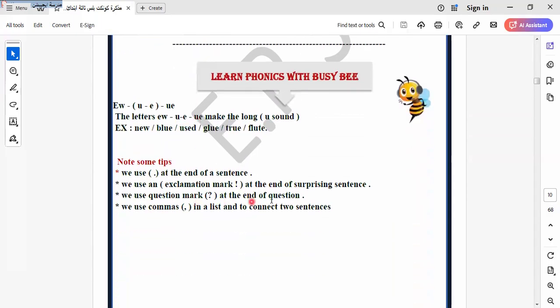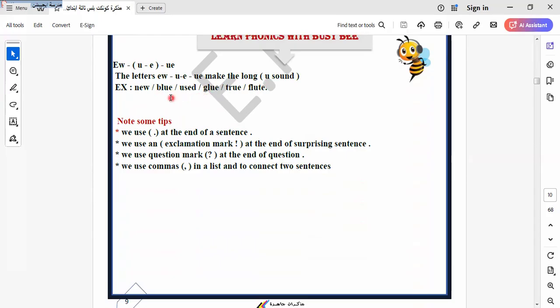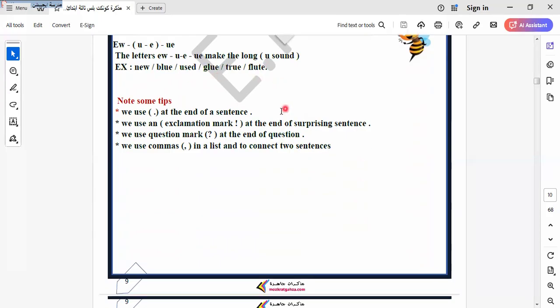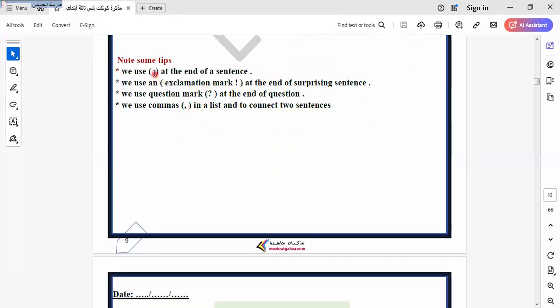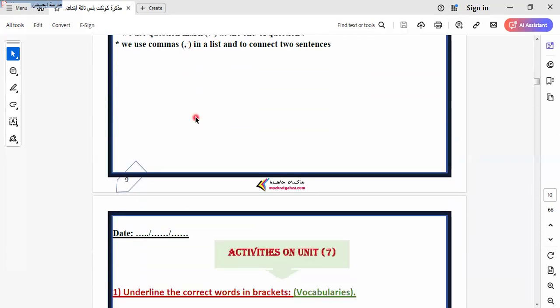Here is some phonics. Let's learn it together, which is the u sound, like new and blue. We have here new, blue, used, glue, true, and flew. Here we have some tips. This is called punctuation, like full stop, exclamation mark, question mark, and comma.